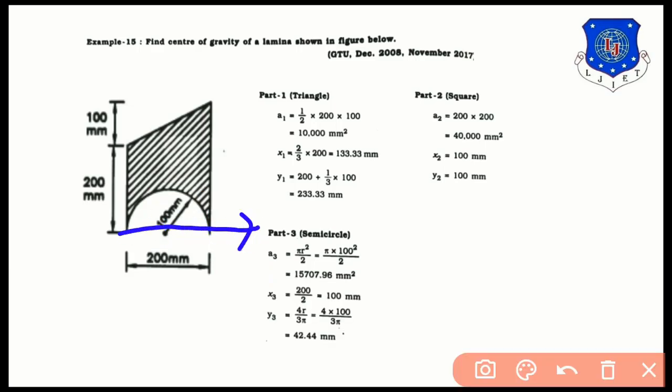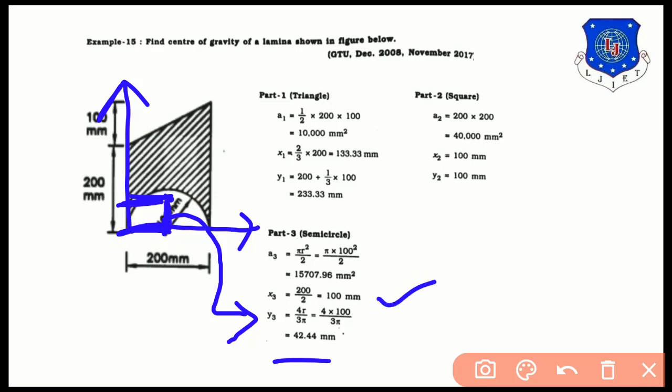Now talking about x3 and y3, so according to formula, where is the x and y coordinate of the CG? From the bottom and from the left axis. According to formula, CG of the semicircle is over here and this distance is actually y3, which is as per the formula 4r by 3 pi. So it will be 4 into 100 by 3 pi. Answer will be 42.44 mm. While talking about horizontal coordinate, means this distance is itself a radius of the semicircle, which is 200 by 2, means diameter by 2 is equal to 100 mm, which is the radius. So these are the calculations of part 1, 2 and 3.